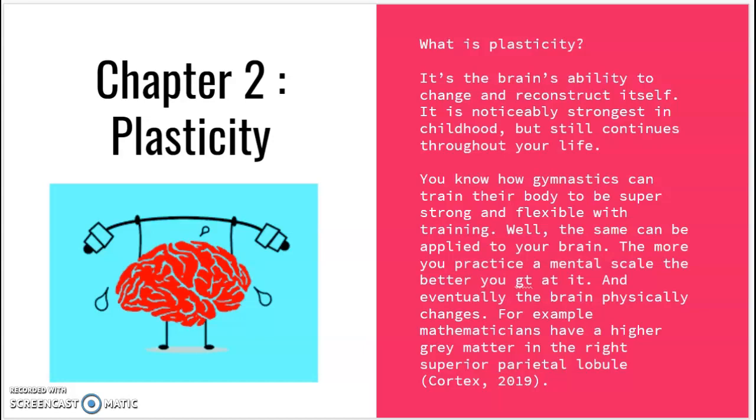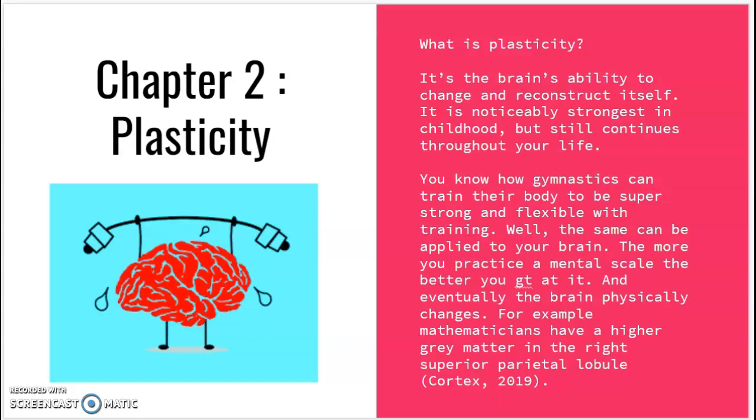Plasticity is the brain's ability to physically change and restructure itself. It's stronger in childhood, but that doesn't mean you can't do it later on in life. You know how a gymnast has to stretch and train her body to be so flexible? Well, the brain does the same thing, just in the brain region.